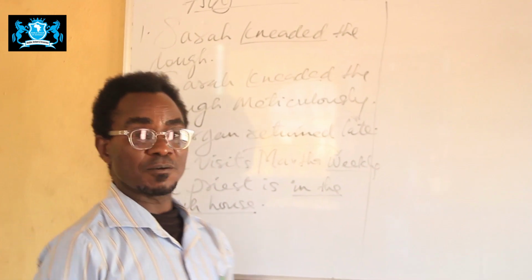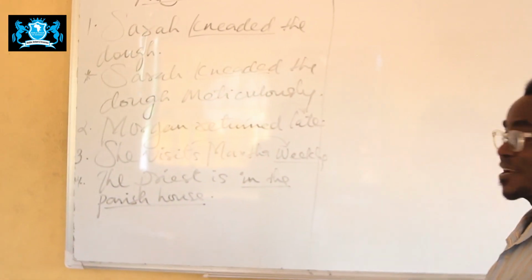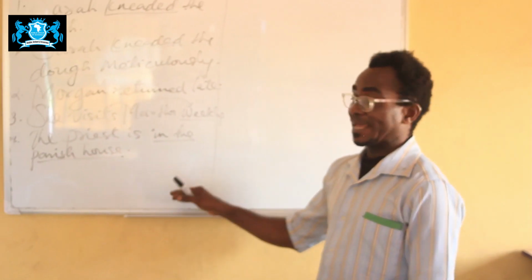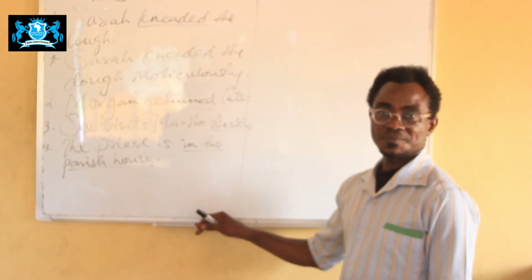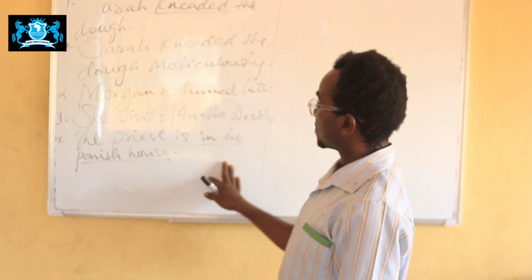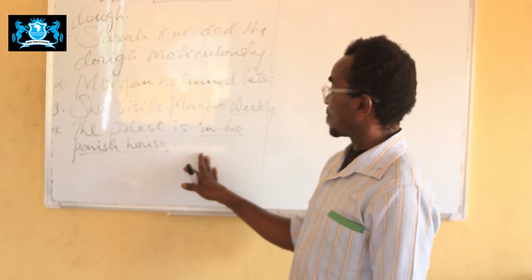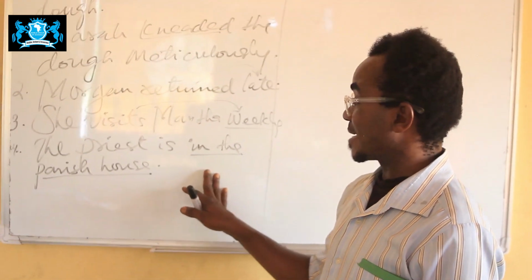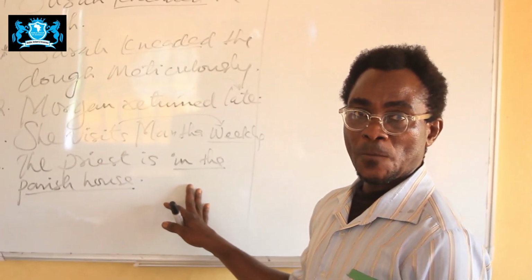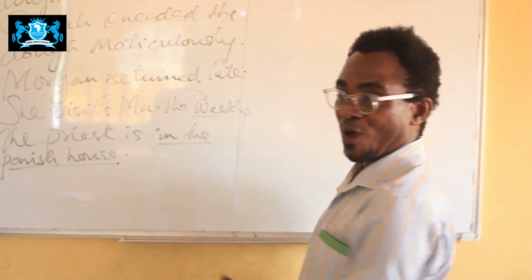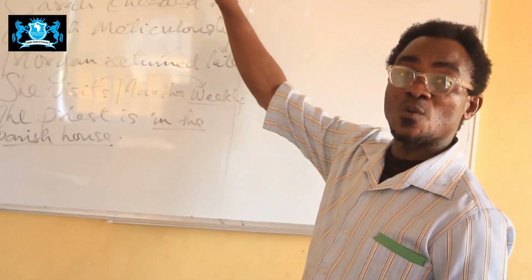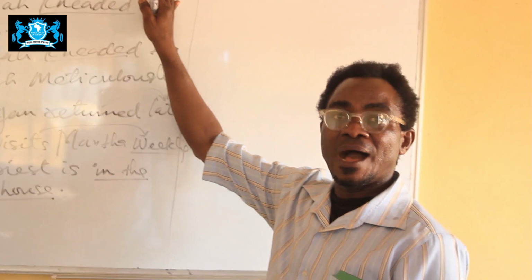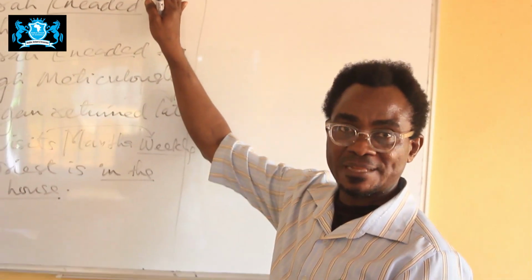Number 4 says, the priest is in a parish house. So we ask, where is the priest? We say, in the parish house. You can see that this is an adverb of more than one word, unlike the others. It contains 4 words. Because it contains more than one word, instead of calling it an adverb, we call it an adverbial. Adverbials are adverbs that contain more than one word.